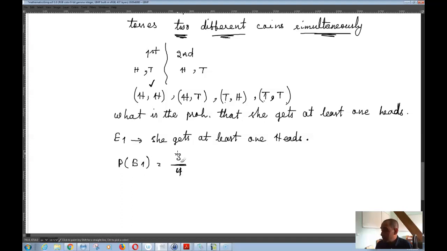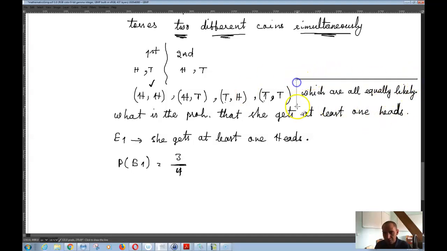But then let me see how they have solved this problem. It says that we write H for head and T for tails. When two coins are tossed simultaneously, the possible outcomes are these, what I have written over here, which are all equally likely. This is the assumption that we made in the beginning of this chapter.